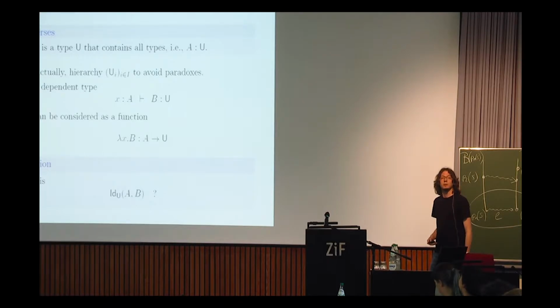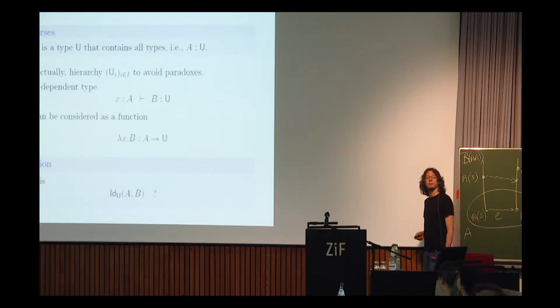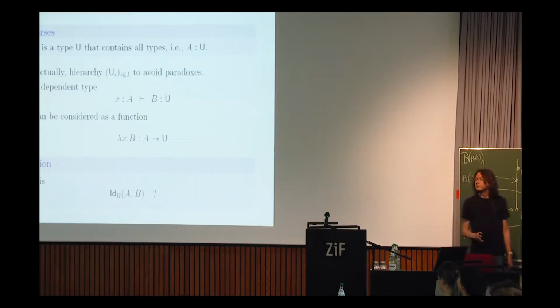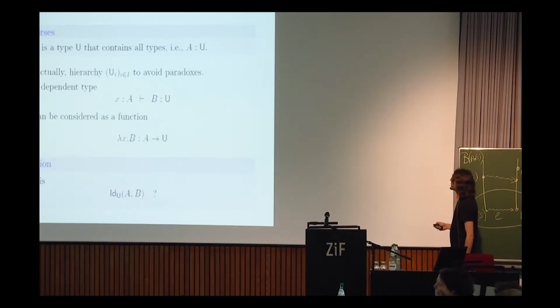Yes, absolutely. It doesn't contain all types. It contains all the bottom level types, because what's written there makes it look like U contains itself, and you don't want that. Exactly. So if I have such a hierarchy U_i, then U_i would be an element of U_(i+1), but not of U_i itself. Exactly. Once I have universes, I can consider a dependent type as a function from the base type into the universe.